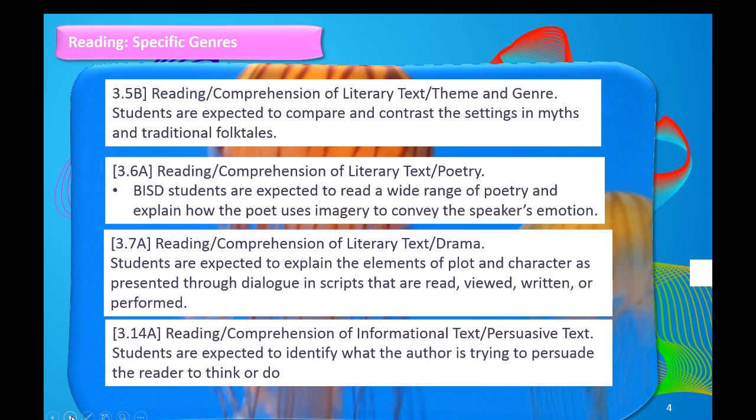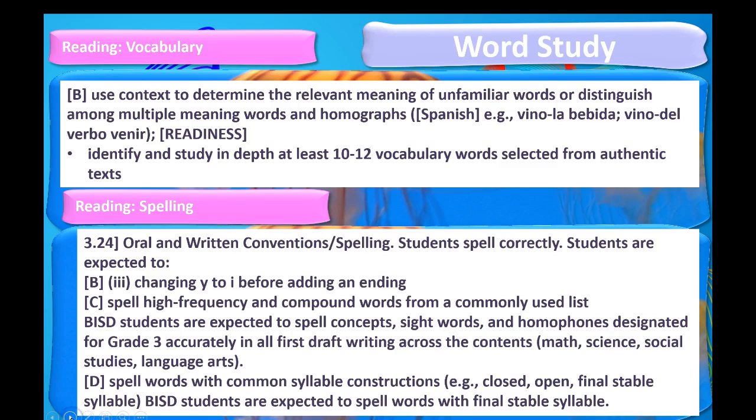Genres, theme and genre: they're going to be expected to compare and contrast the settings in myths and traditional folktales. In poetry, they're expected to read a wide range of poetry and explain how the poet uses imagery to convey the speaker's emotion. In drama, they're expected to explain the elements of plot and character as presented through dialogue in scripts that are read, viewed, written, or performed. In persuasive text, they're expected to identify what the author is trying to persuade the reader to think or do. So those are your genres for this six weeks.